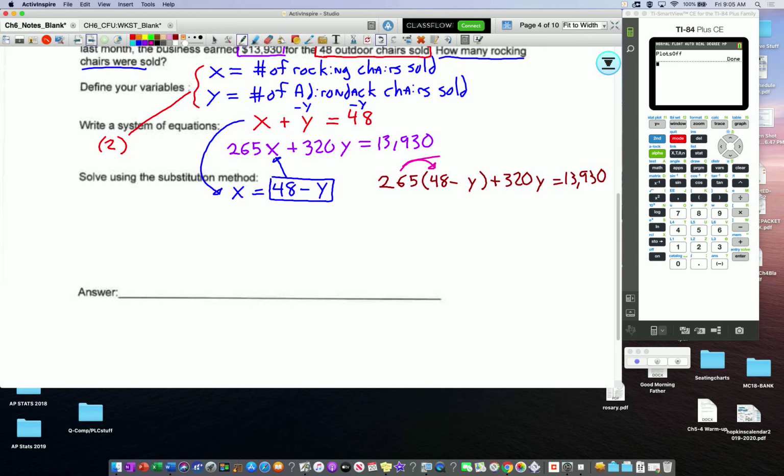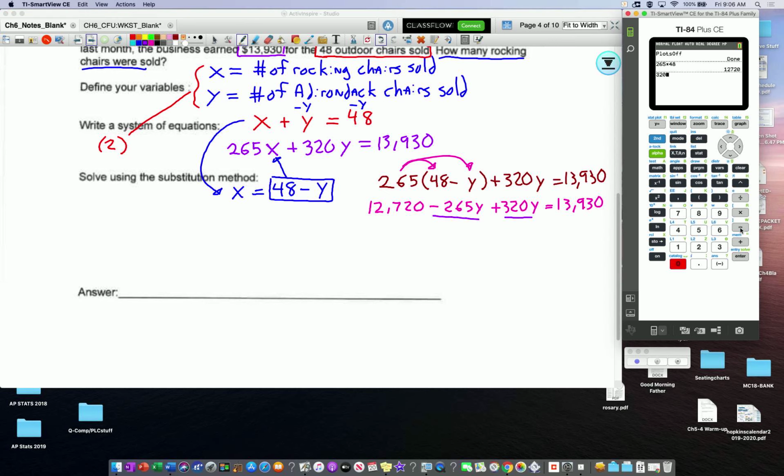So now let's start solving for Y. So I'm going to distribute. So 265 times 48 is 12,720 minus 265y plus 320y equals 13,930. So now I'm going to combine like terms. We'll combine these 2 together. So 320 minus 265 leaves me 55y.